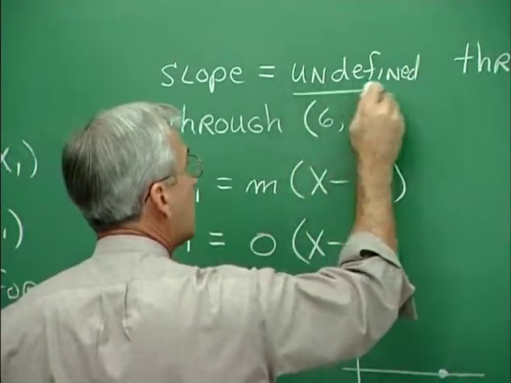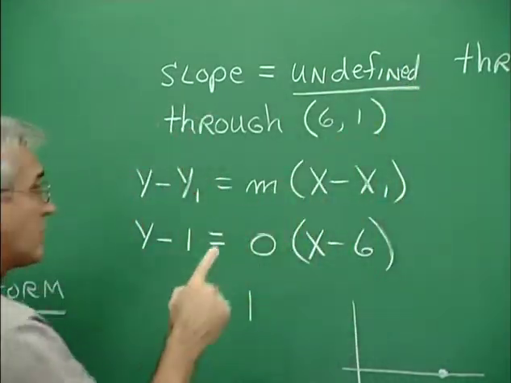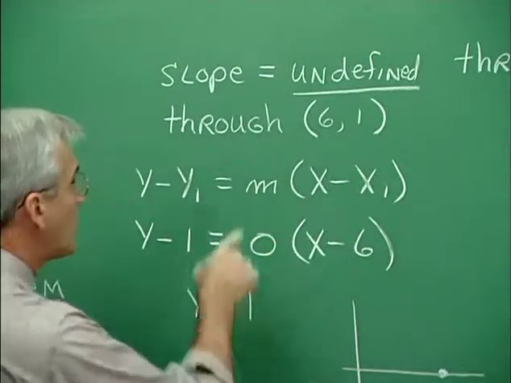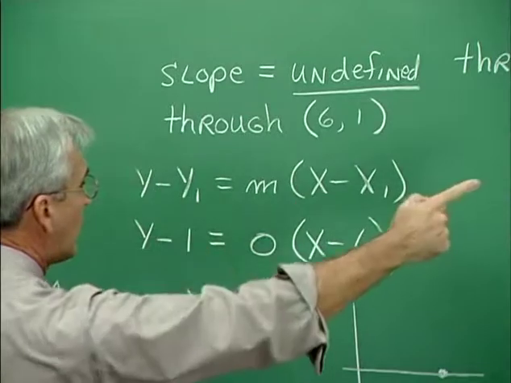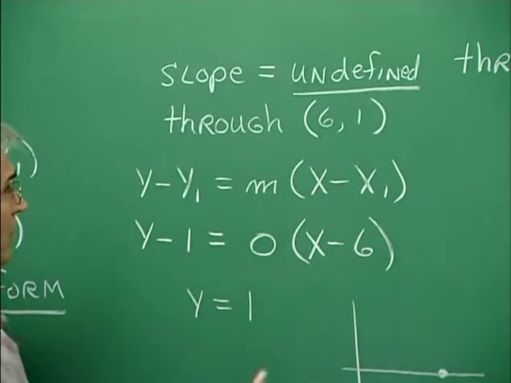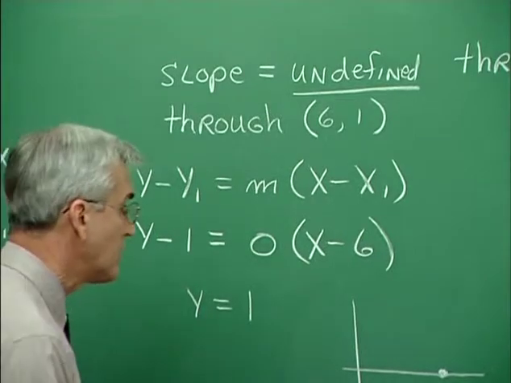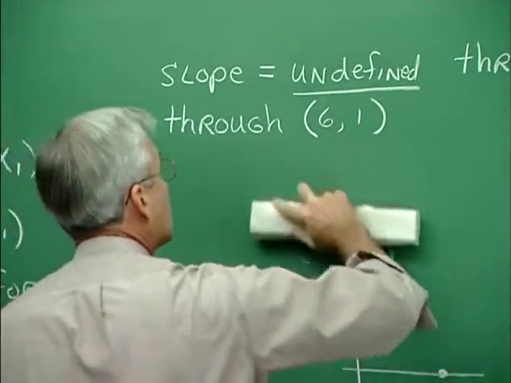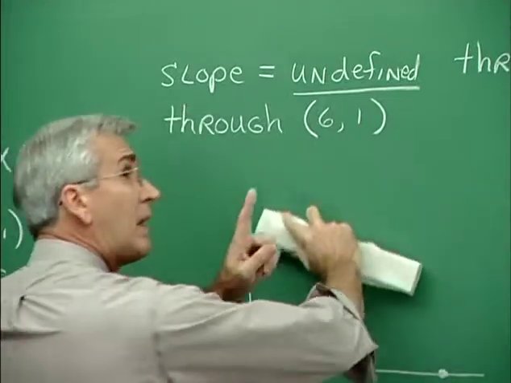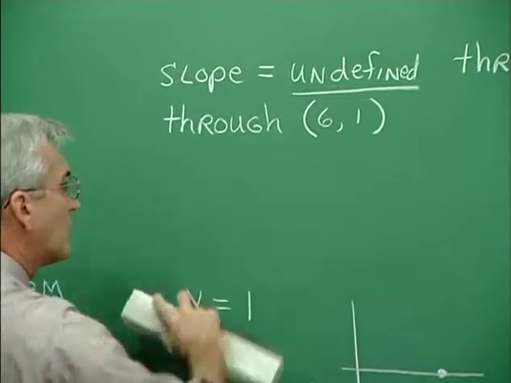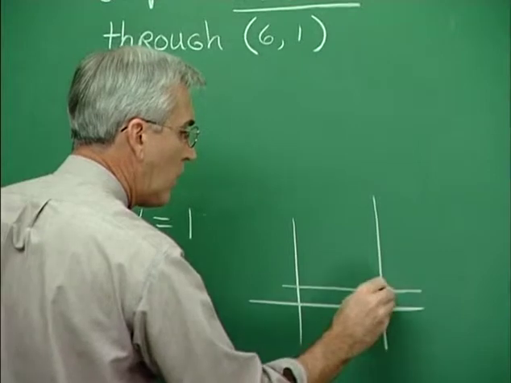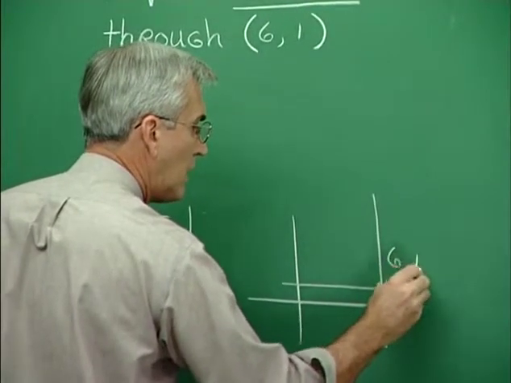Now, if the slope is undefined, it really means that we can't use this point slope form, because when we put undefined in here, then the whole equation is undefined. So we have to throw it out, and we have to analyze the situation a little differently. Well, it's pretty easy to analyze, though, because we understand that a slope that is undefined implies a vertical line. So when the slope is undefined, we know that we have a vertical line going through this point 6, 1.